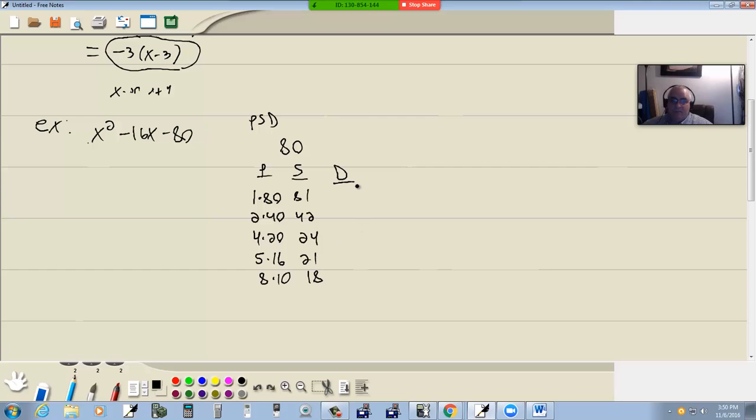Now the difference column. We're going to subtract smaller from larger. 80 minus 1 is 79. 40 minus 2 is 38. 20 minus 4 is 16. 16 minus 5 is 11. 10 minus 8 is 2. Now the number we're looking for is the number in our middle term, which is 16, which is right here. So we're going to use 4 and 20.